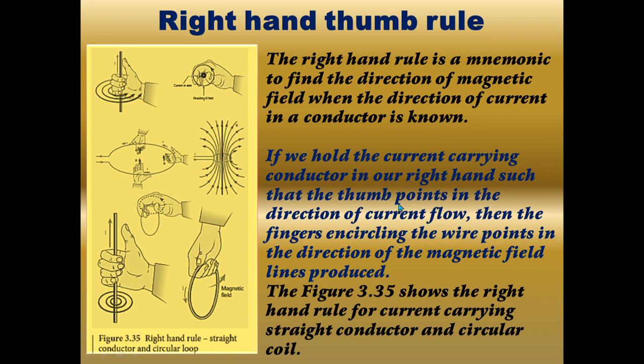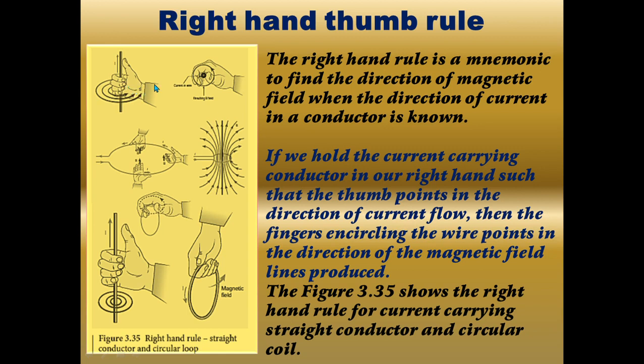What is the definition of the right hand thumb rule? If you hold the current carrying conductor in your right hand such that the thumb points in the direction of current flow, then the fingers encircling the wire point in the direction of the magnetic field lines produced.